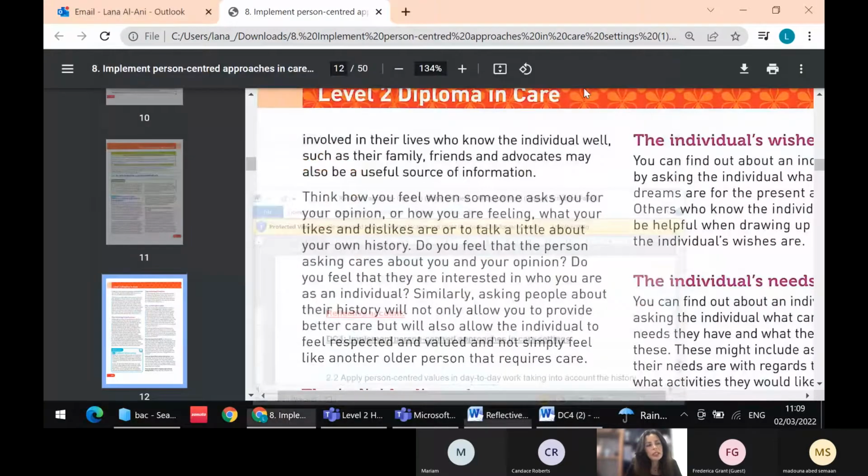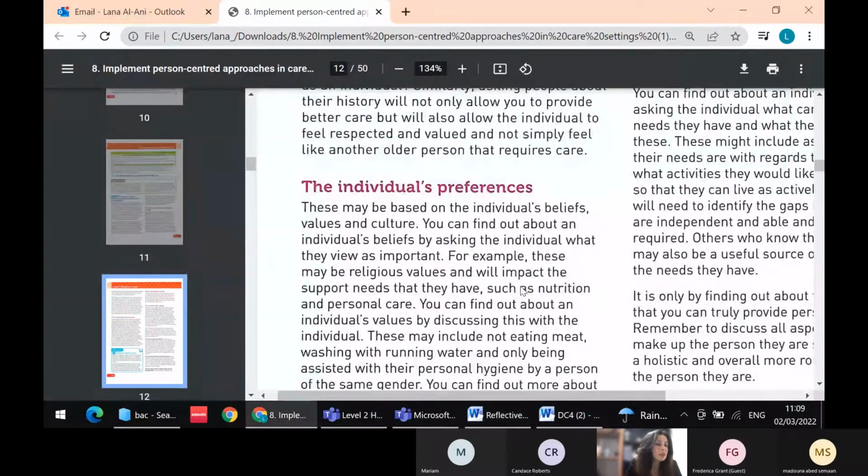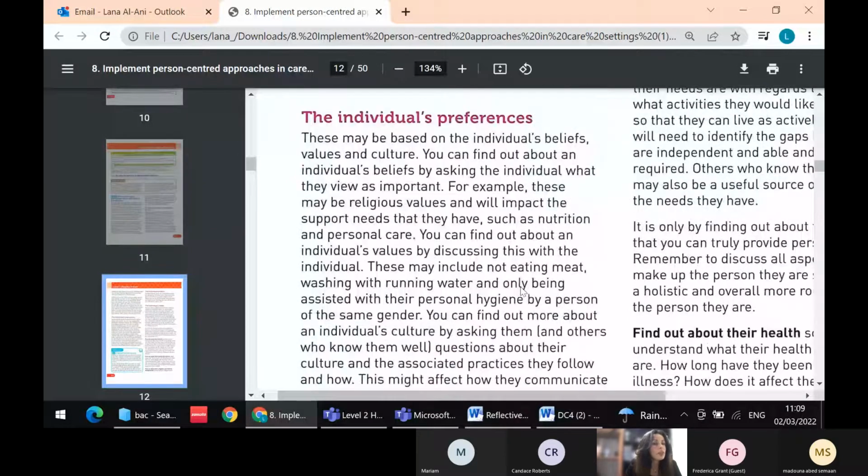Now individual preferences. They may be based on the individual's beliefs, values, culture. You can find out about the individual's beliefs by asking what their view is, what they think is important. Maybe about their religious values, their way of living, personal care, personal values. You can also find out more about their values by discussing this with them. So it's again the same as the history. You talk about their individual preferences with the person themselves.